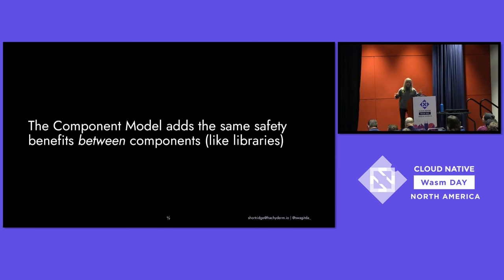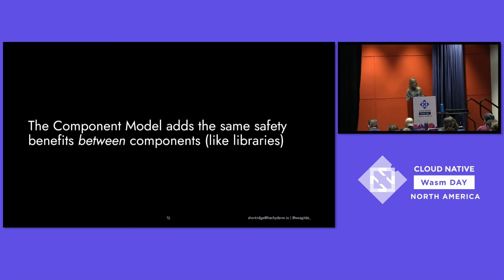Okay, so what is the component model? I think there was a talk earlier about this, but how does it specifically improve upon Wasm's existing isolation model? So the component model adds the same safety benefits we talked about, but between components instead. So components only interact with each other in ways they explicitly grant. The component model, therefore, not only isolates programs from the underlying hosts, it also isolates libraries within the program from each other.